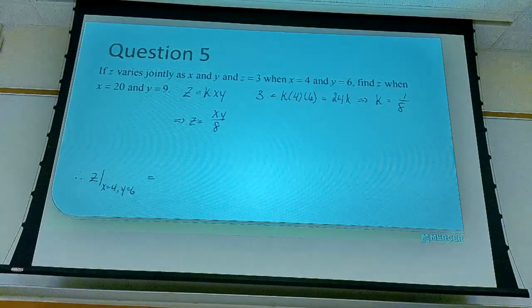Why are you changing the format of it? What do you mean? It's not z equals kxy anymore. Sure it is. K is an eighth, right? Oh yeah. 1/8 times x times y, you can just multiply straight across. So it's the same thing.